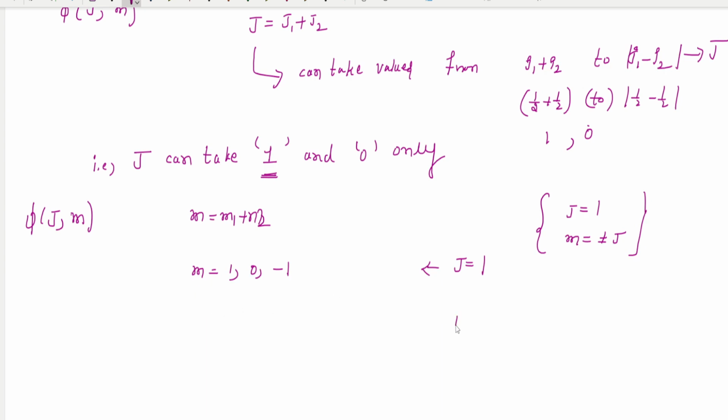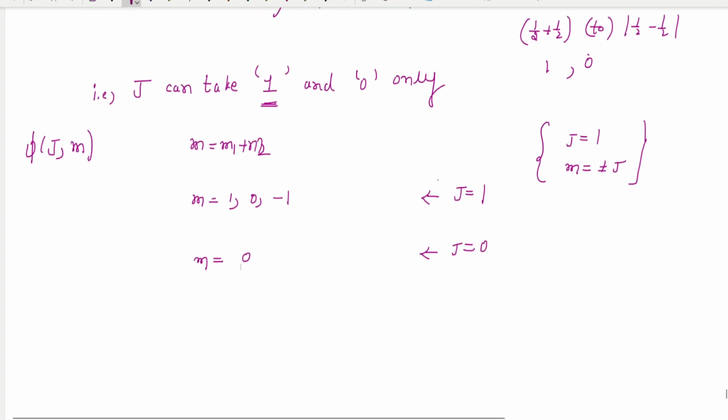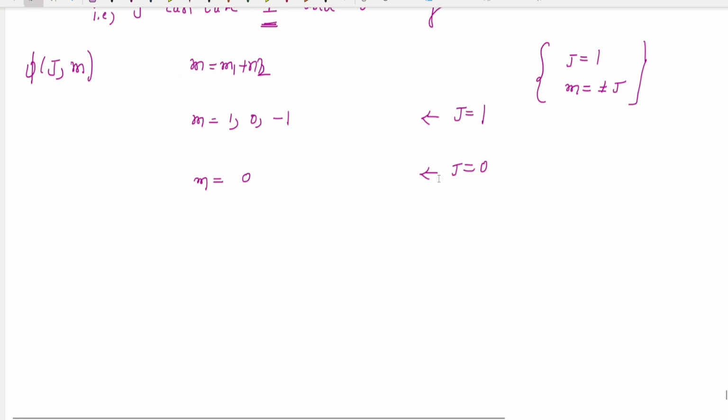Next, if we take j is equal to 0, then the corresponding m value is 0. So these are the functions. Therefore we can form the four functions, right? 1, 2, 3, 4. You understand?